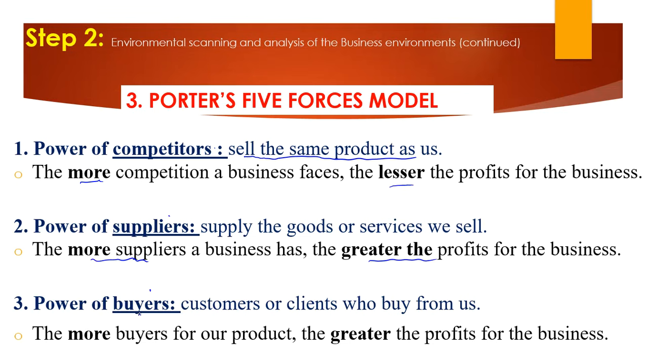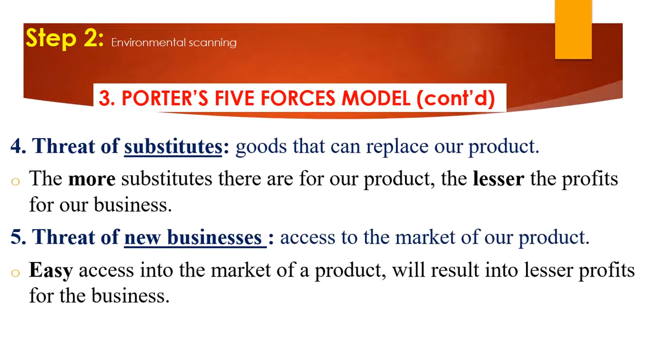And then number three, the buyers, of course, these are the customers or clients that buy from us. So the more buyers we have for our product, obviously, the greater the profits we will make. Number four, still under the Porter's 5 model, look at the threat of substitutes. Remember, substitutes are goods that can replace our product. So the more substitutes there are for our product, the lesser the profits, because it means that people have more options. They don't have to buy our product. They can buy the substitutes. So this will reduce our profits.